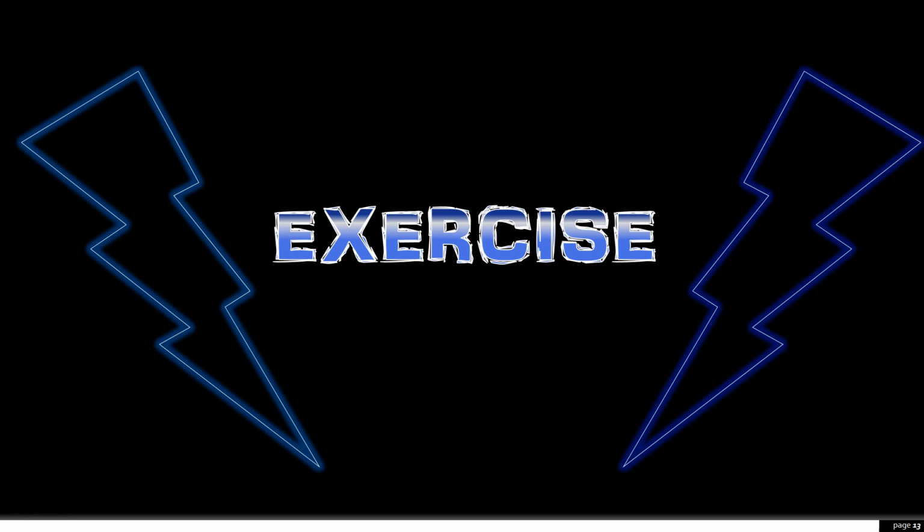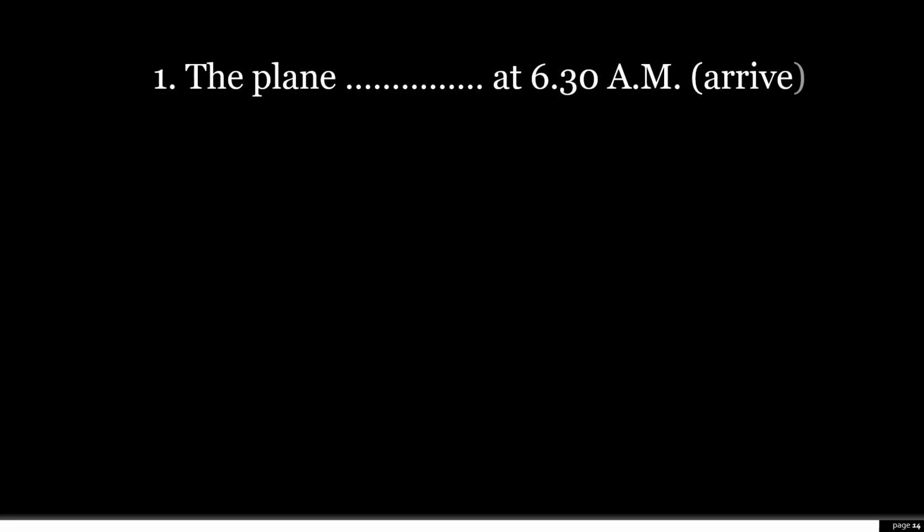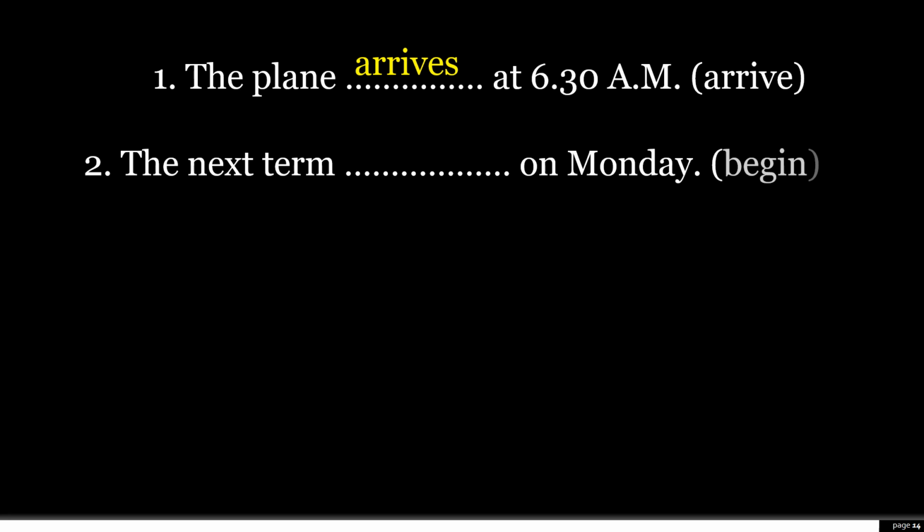Now let us quickly do this exercise. Fill in the blanks with appropriate simple present tense form of the verb given in the bracket. The plane dash at 6:30. The verb here is arrive. So the plane arrives at 6:30. You have added S to the verb. Second one, the next term dash on Monday. Verb is begin. So again you have added S. The next term begins on Monday.